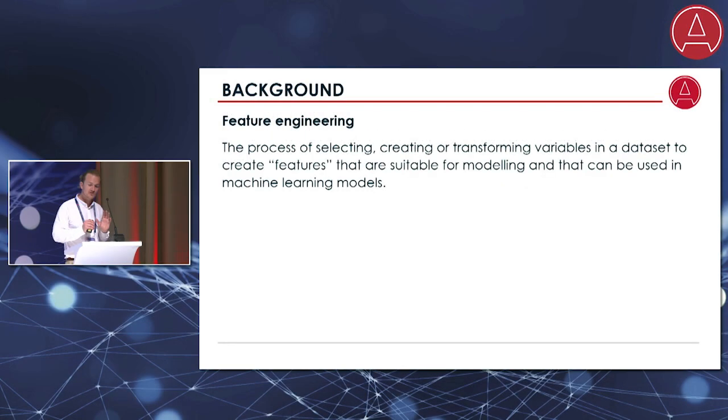Right. So then also just introducing the concept of feature engineering. This is widely used in GI. Anyone experienced with pricing probably knows what feature engineering is already, but just for completeness' sake. It's the process of selecting, creating, and transforming variables to create features, and these features are then more suitable for the modeling. Okay, and the modeling then refers to a machine learning model.